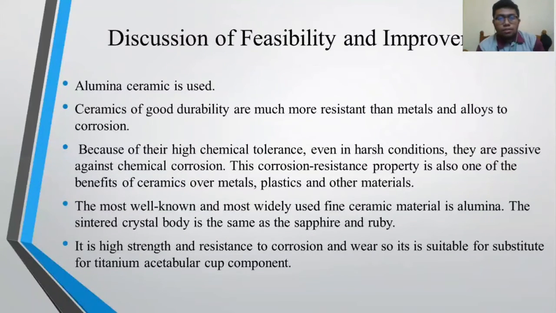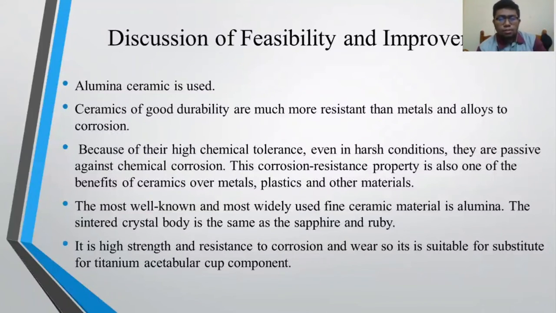And next is the discussion of feasibility and improvement. For the new design, we are changing the material. We are using alumina ceramic. Ceramic has good durability, much more resistant than metals and alloys to corrosion. Because of their high chemical tolerance, even in harsh conditions, they are passive against chemical corrosion. This corrosion resistance property is also one of the benefits of ceramic over metals, plastics, and other materials.